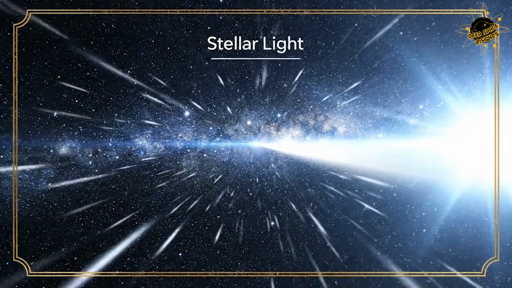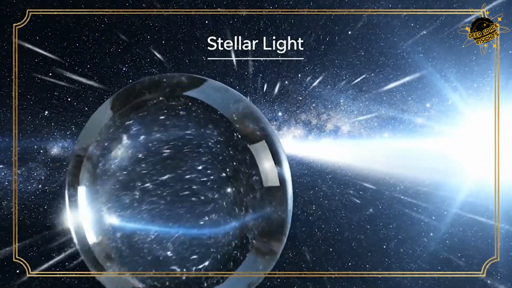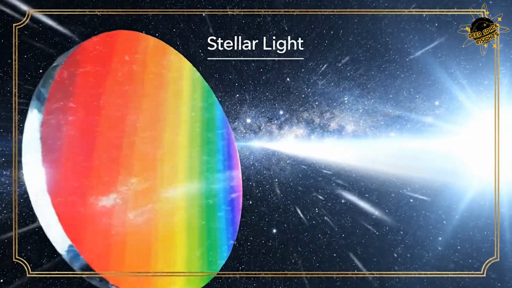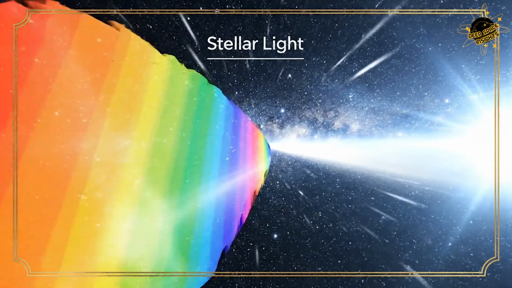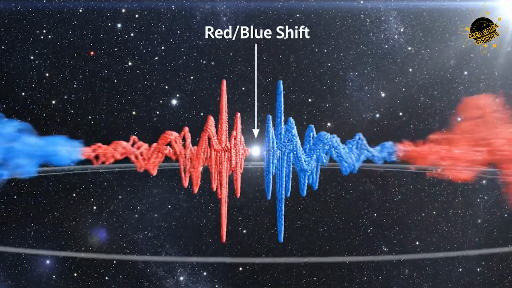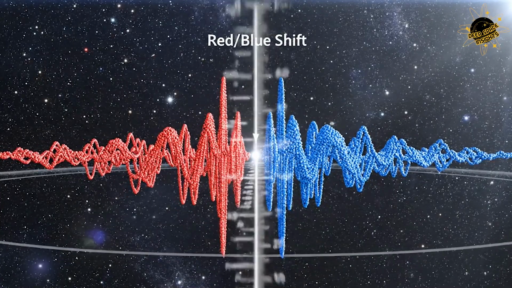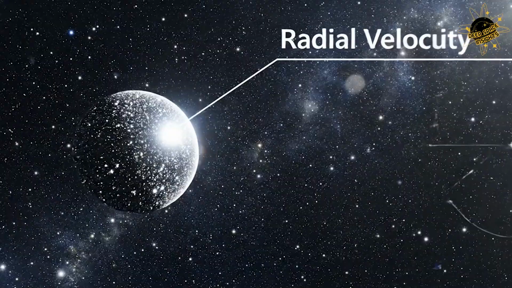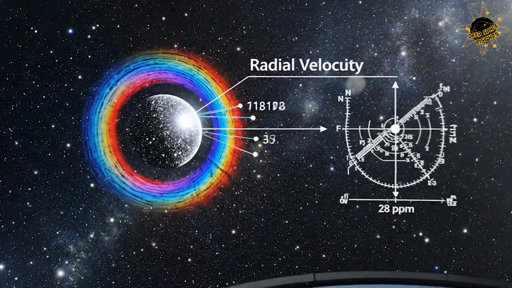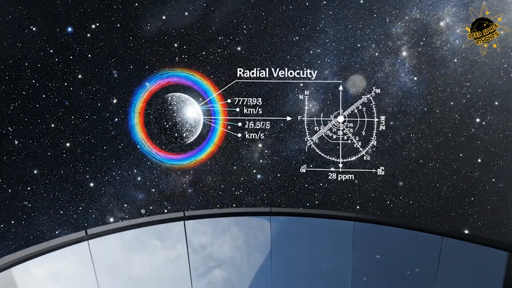As the star moves toward us and away from us, the light it emits changes frequency. This is the Doppler shift, which stretches light to red and compresses it to blue. The radial velocity method measures this shift to calculate the star's speed toward or away from Earth.